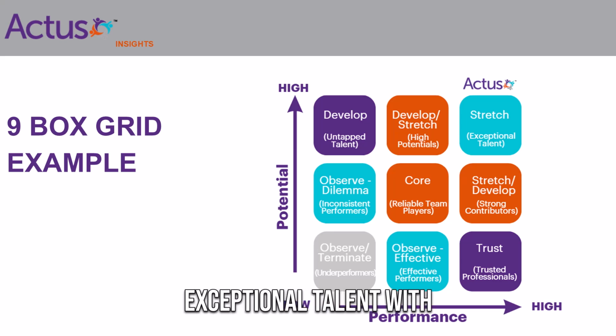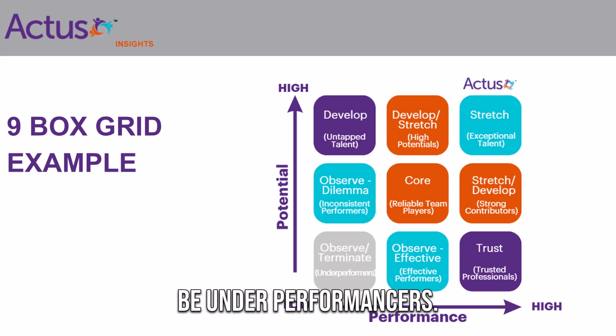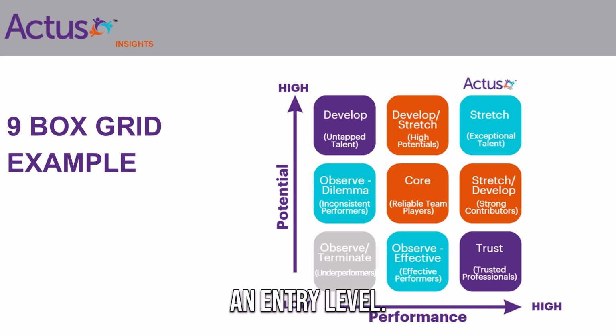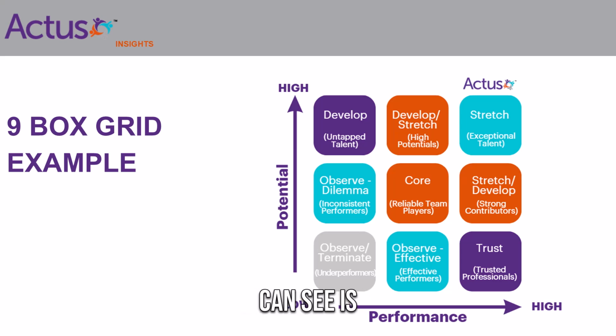So if we look at the principles of this here, you can see that the top right would be seen as people with exceptional talent, with ability to be stretched. The bottom left, you would imagine they're not necessarily seen as talent at the moment because their behaviours need to be observed. They may even be underperformers, unless they're on an entry level. And in between the two areas, you've got different labels. Now, these are examples of labels. There are many different approaches to this. But what you can see is that these people potentially have similar development needs.